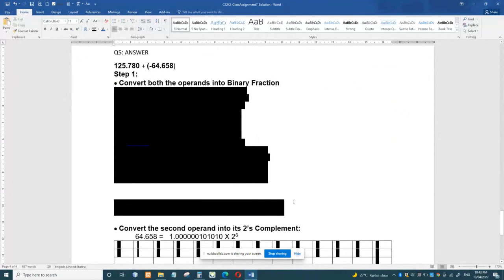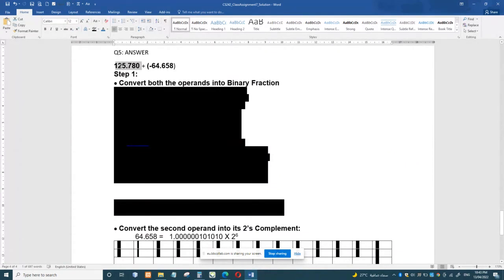Okay, so we are going to do the last question of this class assignment number 7, how to do the floating point addition. And you can see that there are two floating point numbers we have here. One is 125.7, another one is minus 64.658. So one is a positive number, another is a negative number, but we can perform the addition operation.